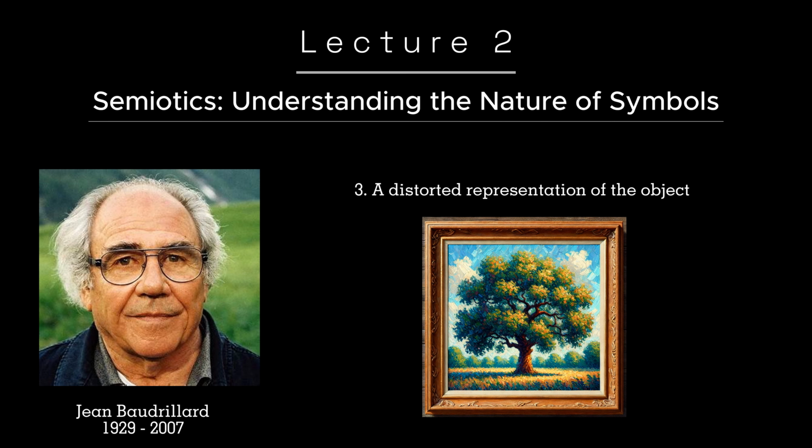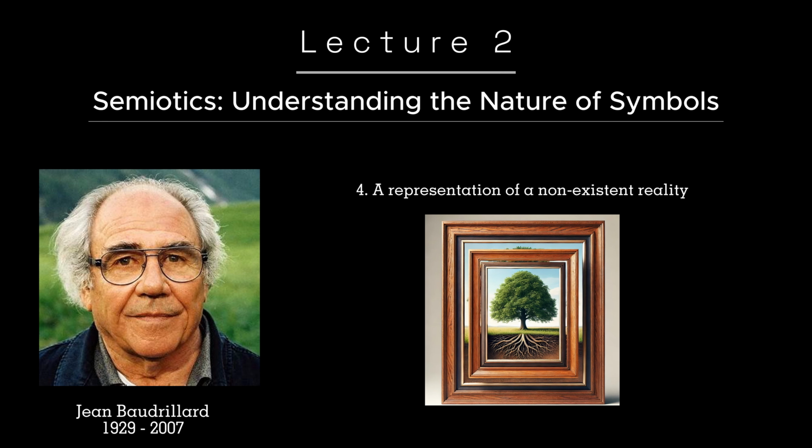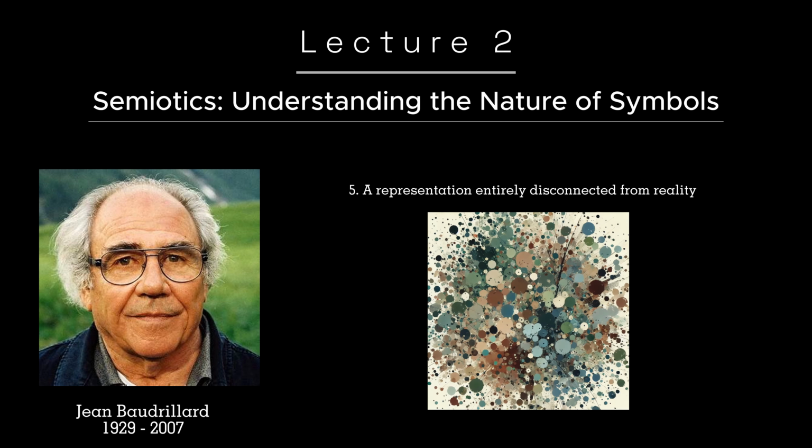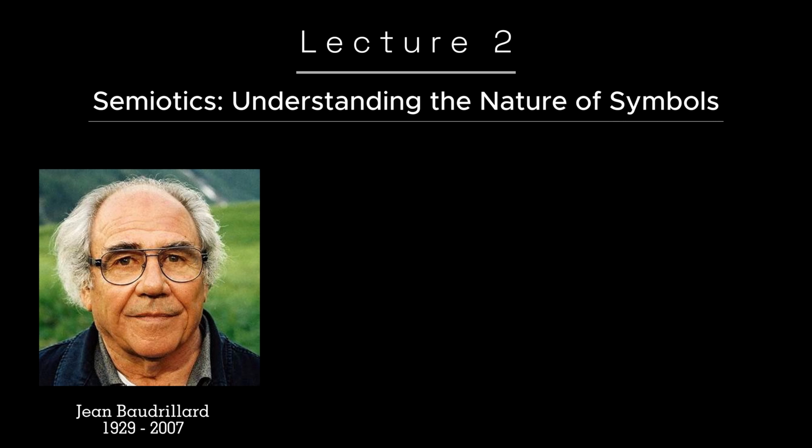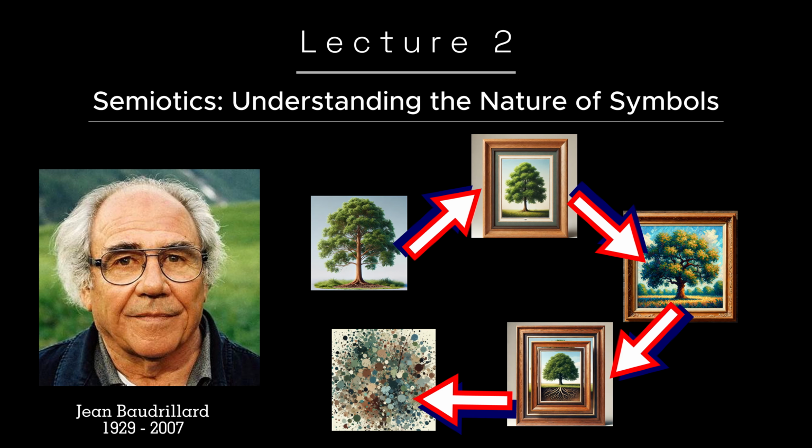3. A distorted representation of this object. An impressionist painting that alters its features. 4. A representation of a non-existent reality. A painting that depicts a painting of the tree. 5. A representation entirely disconnected from reality, for example, an abstract painting of the tree, what Baudrillard terms a simulacrum. We see that, as signs evolve, they gradually lose their connection to reality.